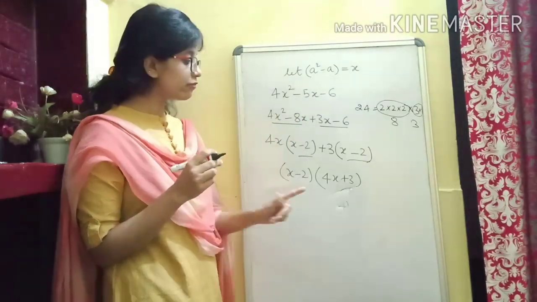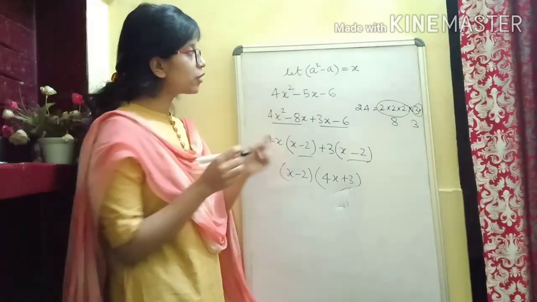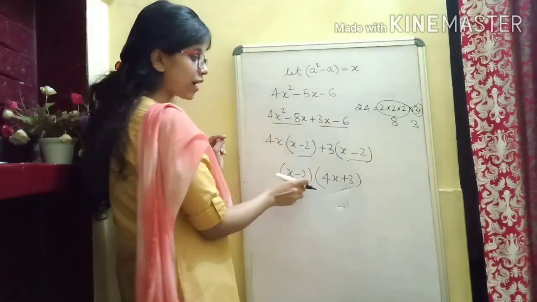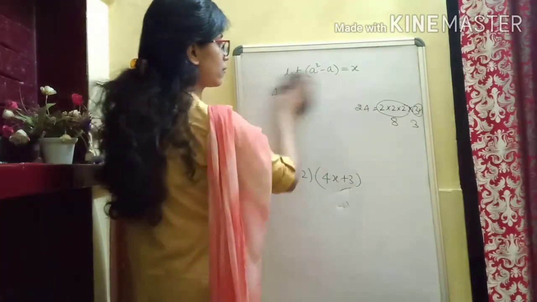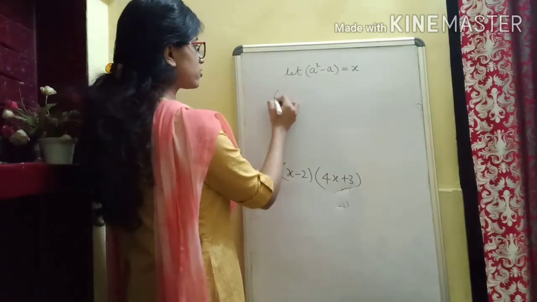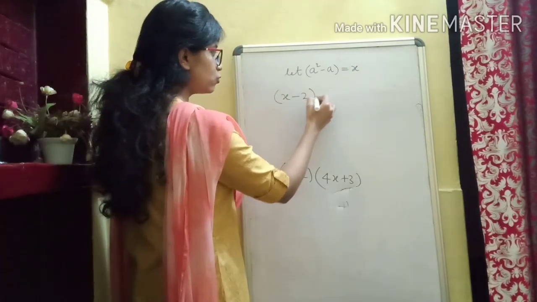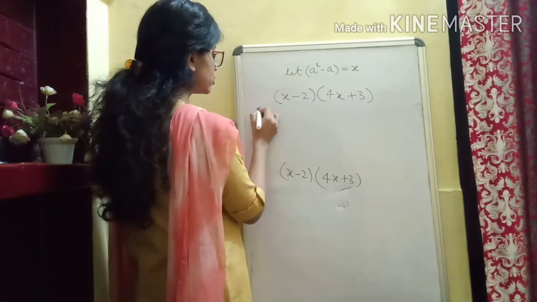But then you remember, we don't have to answer in terms of x, we have to answer in terms of a. So we are going to put the value of x back into the solution. So let me write it here. How have we factorized? Our factorization is coming x minus 2 and 4x plus 3. Now let us put the values here.